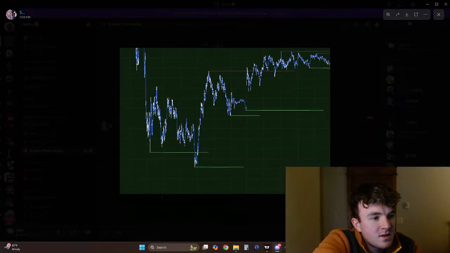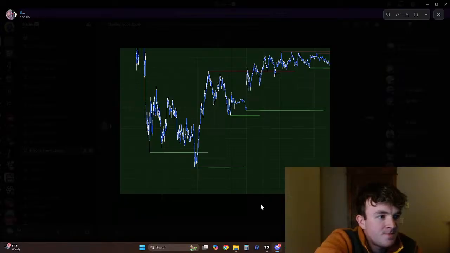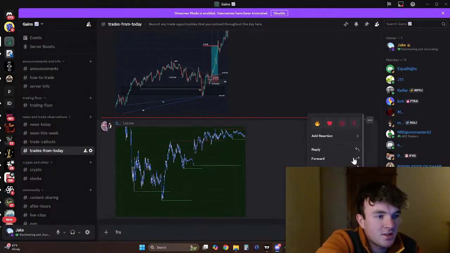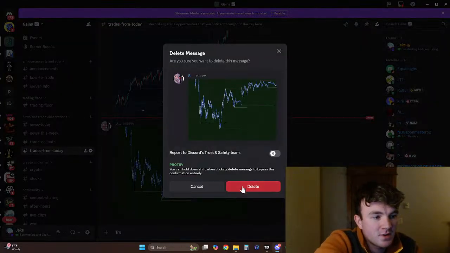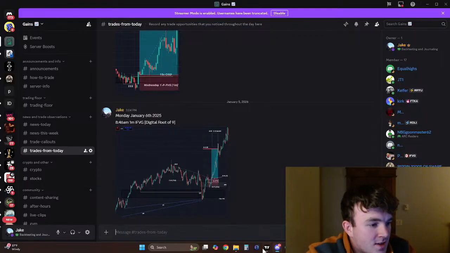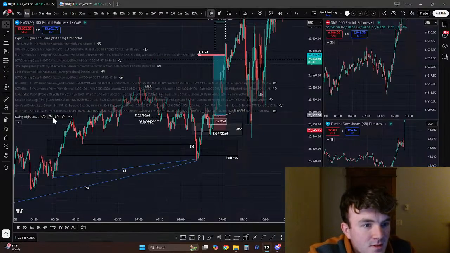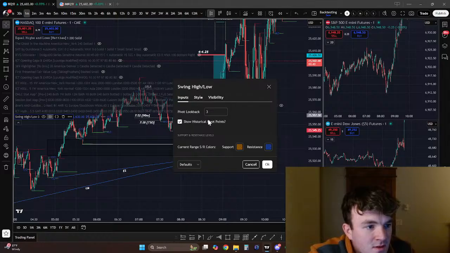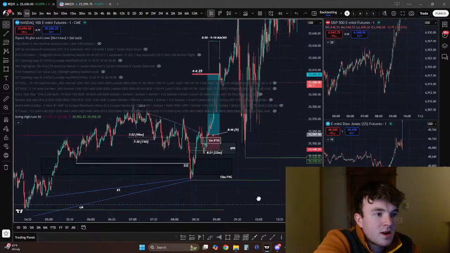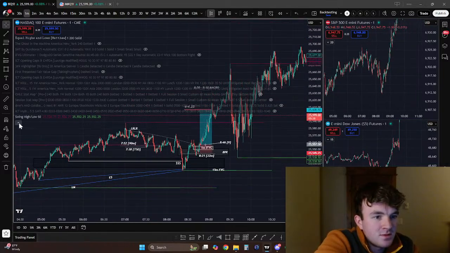Alright, so what does it do? Gives you support and resistance levels to work with. Don't put this here because this is for trades from today. Put it in the trading floor. So I'm gonna delete this. Go to settings, historical, and use a value of 50. Alright, nice. That's cool.